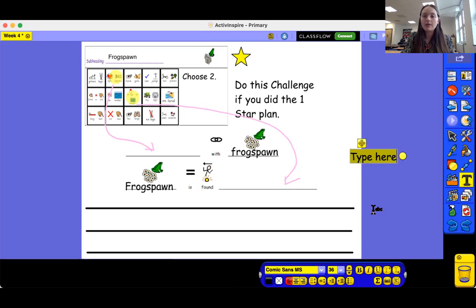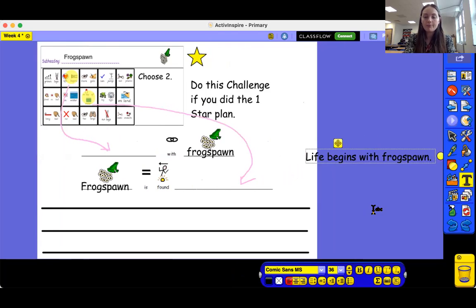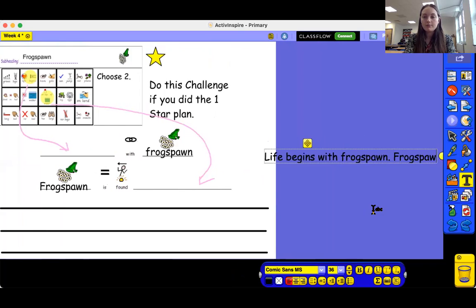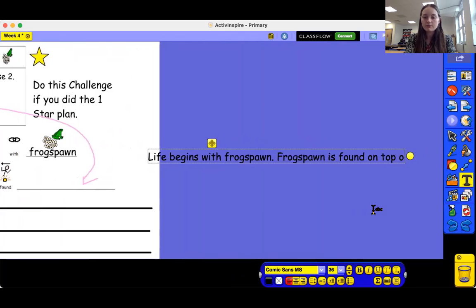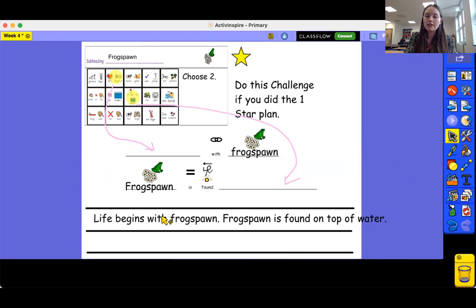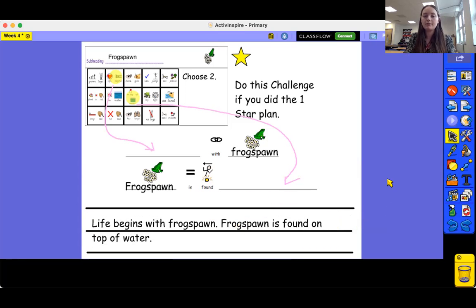Then what I can do is on my nice template for my information booklet is write those sentences up. Life begins with frog spawn. Full stop. Frog spawn is found on top of water. Full stop. And I'm going to write those straight onto my nice template. So fill in the sentences first and then write them out neatly.